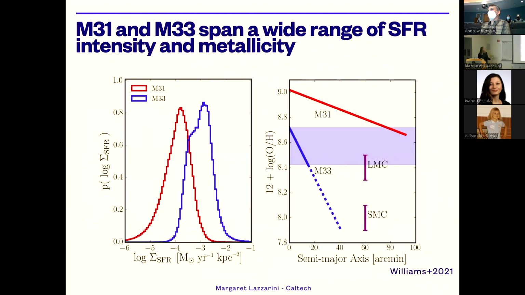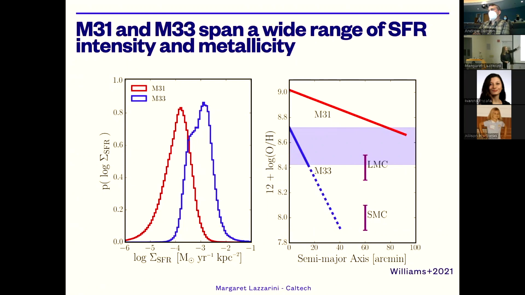So M31 and M33 are interesting to do these studies in a very analogous way because of the differences between these two galaxies. M31 and M33 span a range of star formation rate intensity, which I'm showing on the left. So M33 star formation rate intensity is higher. The star formation rate in the area HST covered in M33 is actually higher than it is in that whole area of M31, although there's about a factor of 8 or 9 difference in the area.